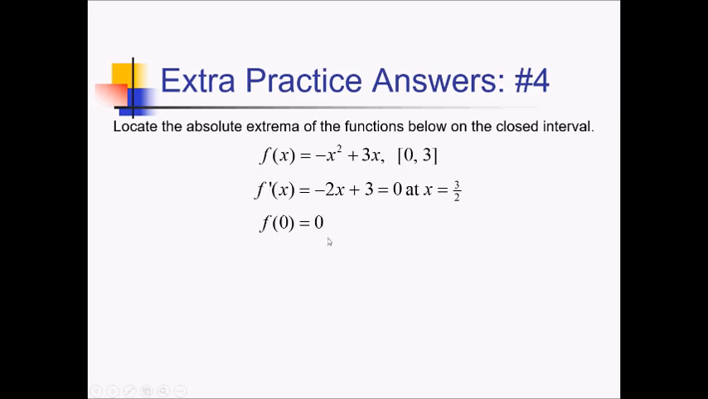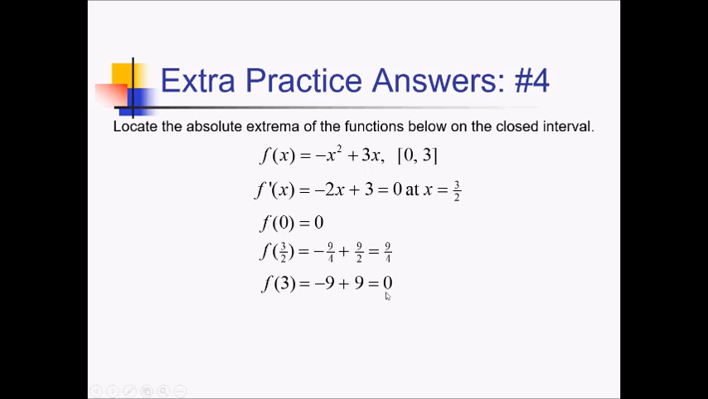Next, testing out 3/2. This is going to be a little trickier. So that's going to be negative 9 over 4 plus 3 times 3 halves, which is 9 halves. And what's that add up to? Well, this is negative 9 fourths plus 18 fourths, which is positive 9 fourths. All right, so now let's test out the other endpoint, f of 3. That's going to be negative 9 plus 9, which comes out to 0.